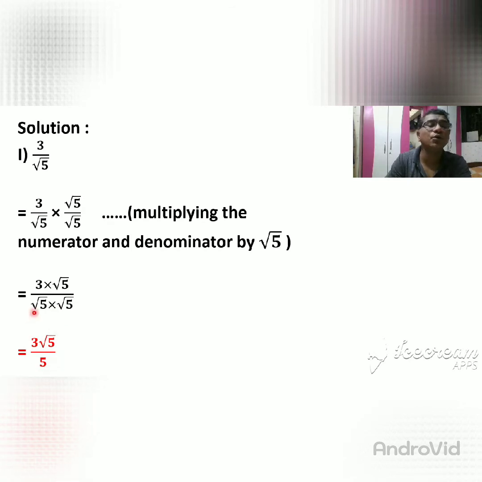How do you get 5? Root 5 into root 5 gives the same number which is inside the root, that is 5. Root 5 into root 5 is 5. Root 2 into root 2 is 2. Root 3 into root 3 is 3. This is according to the rule of root a into root a. In such a way we rationalize the first number. Any doubts? If anyone has doubts, I can explain it in Marathi also.